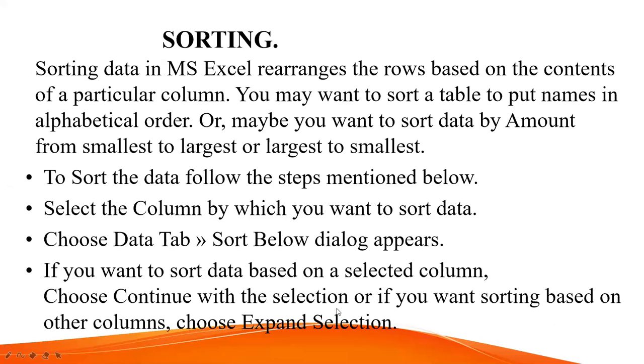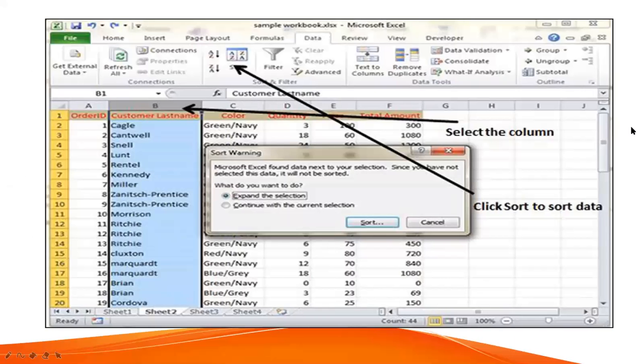Choose continue with the selection, or, if you want to sort based on it, let's do it in the picture. You need to select that column. Select this column, okay, and there is an option of Data here. You can go to the Data menu and there is an option of sorting, right? Select that column, click sort to sort data. This dialog box appears, the sort warning, asking how you want to sort that data.